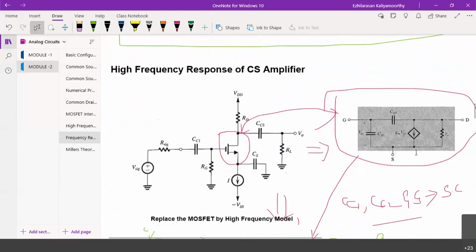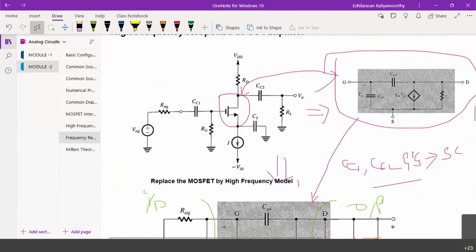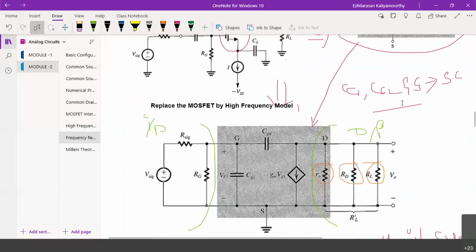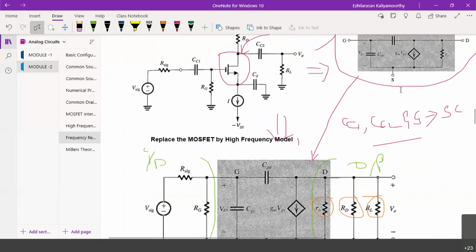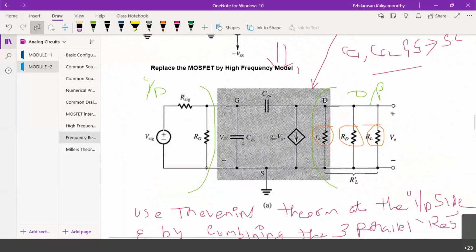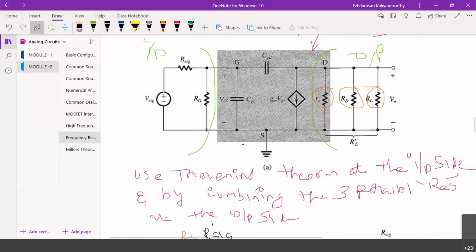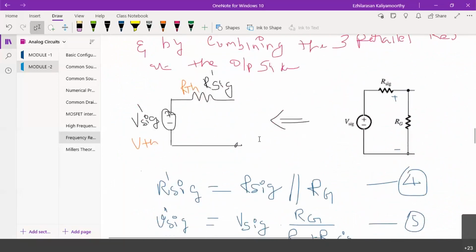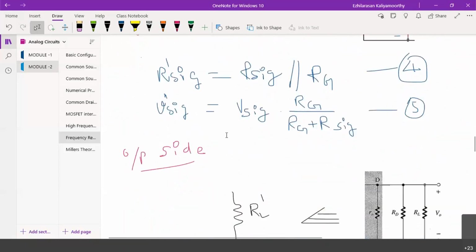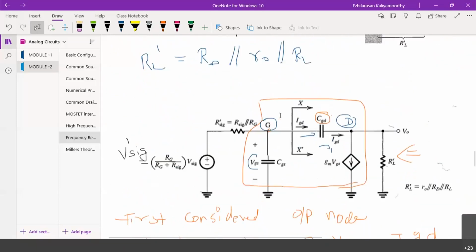So we started with the high frequency response. This will be your common source amplifier diagram. Here we need to replace the MOSFET by the high frequency model, which is shown here with the inclusion of the capacitances. Using Thevenin's theorem, you have to calculate at the input side as well as the output side, and combine the three resistances. So we calculated some of the parameters, and this figure will be reduced like this.